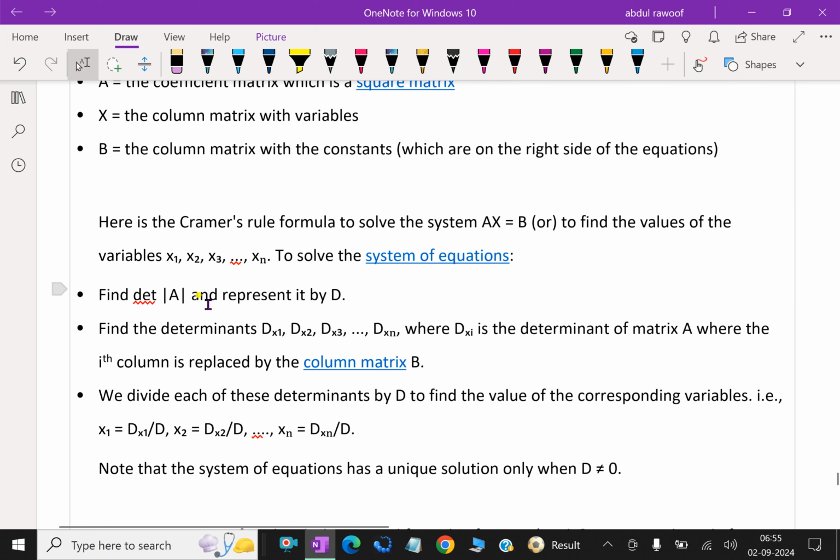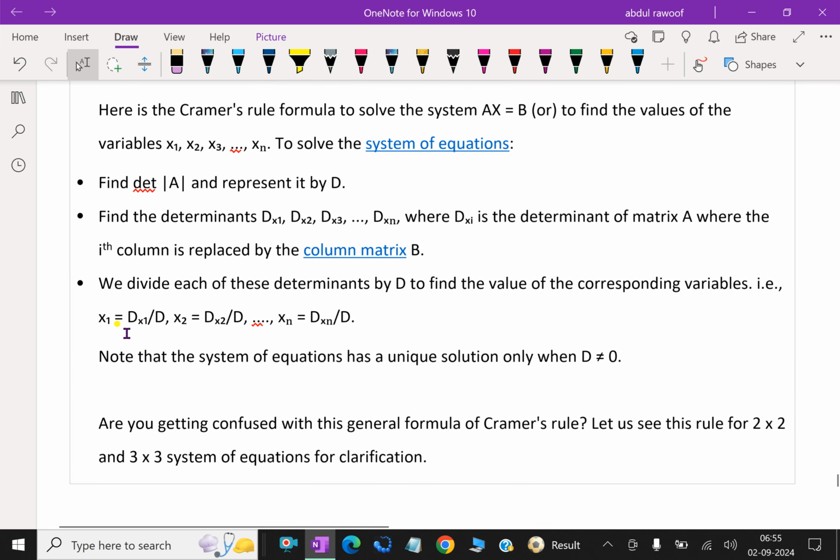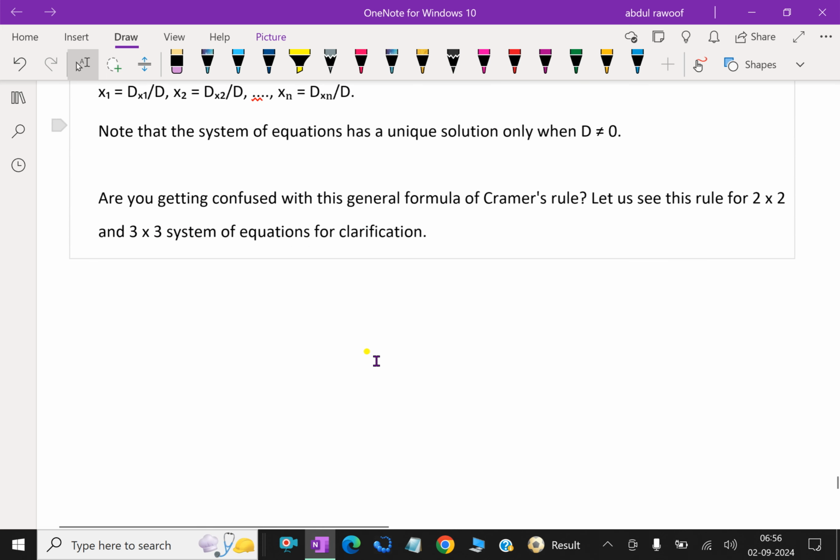First, you have to find determinant of A, to represent D. Find the determinants Dx1, Dx2, Dx3, Dxn, where Dxi is the determinant of matrix A where the ith column is replaced by the column matrix B. We divide, that is x1 equal to Dx1 by D, x2 equal to Dx2 by D, like xn equal Dxn by D. This is the solution of this system of equations. Note that the system of equations has a unique solution only if D is not equal to 0. Even a 3 by 3 system also we can solve.